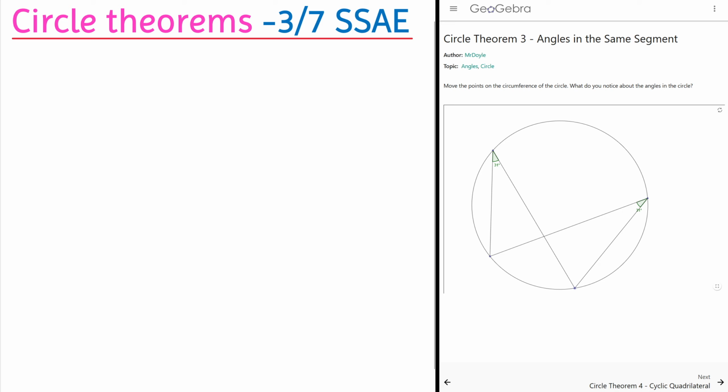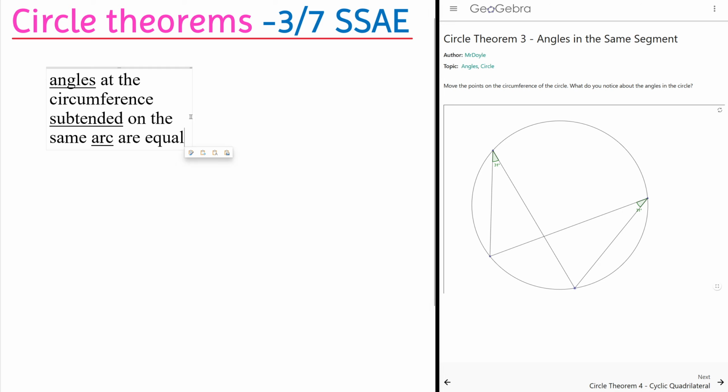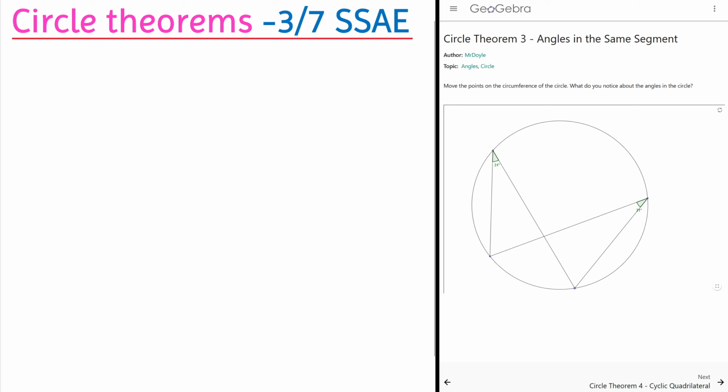People talk about the word subtended. We don't need that. You might have heard a description like: angles at the circumference subtended by the same arc are equal. You don't need the word subtend. You don't need to know what it means for circle theorems. It doesn't matter. So this description is much better: angles in the same segment are equal.